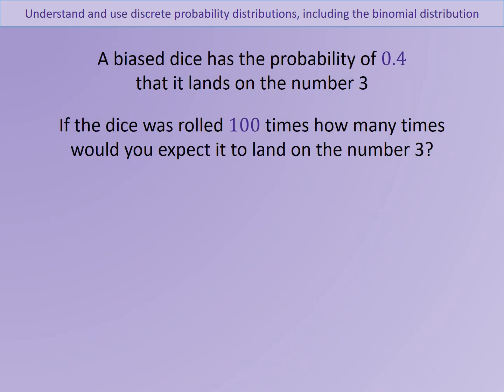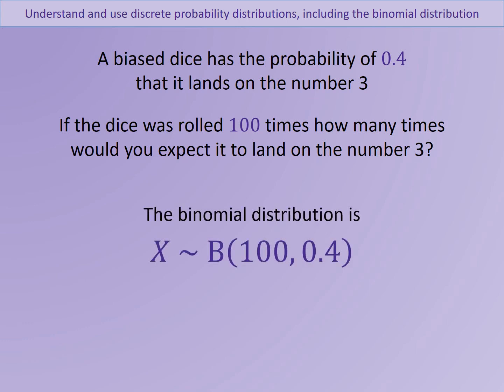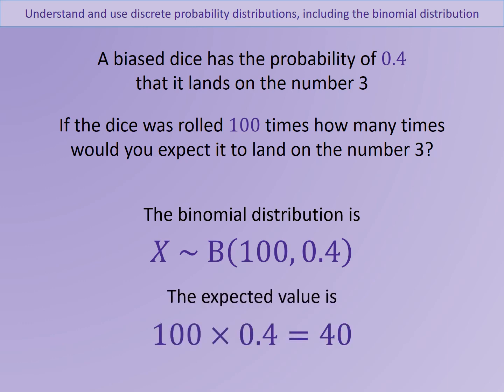A biased dice has the probability of 0.4 that it lands on the number 3. If the dice was rolled 100 times, how many times would you expect it to land on the number 3? Well, this is a binomial distribution, and if you rolled the dice 100 times, you would expect there to be 40 times that it lands on the number 3. When you see this expected value, sometimes you may see this as the mean as well. So if you see mean or expected value, this means the same thing. And there is a generalized form for your notebooks on the following slide.